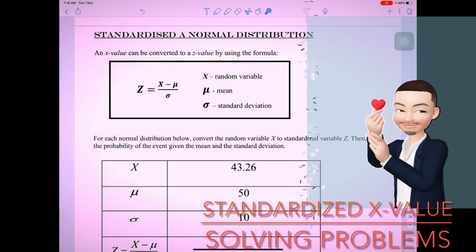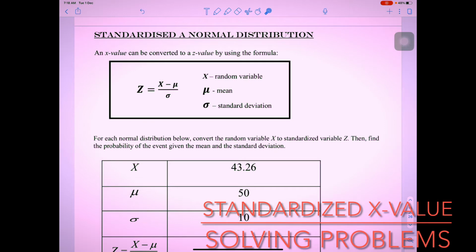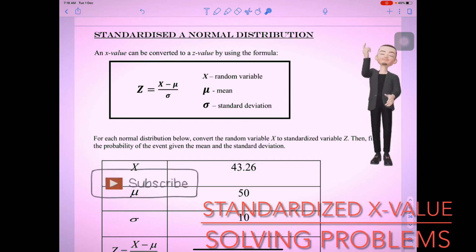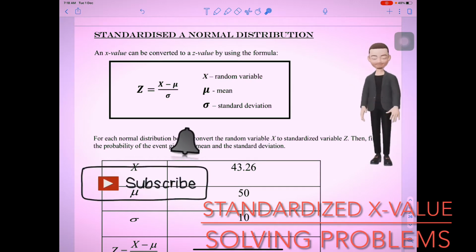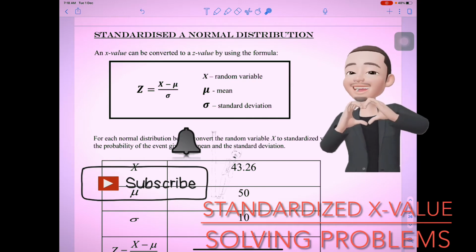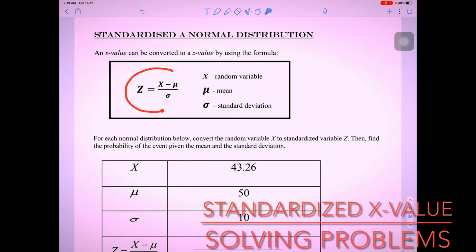Now let's discuss the standardized normal distribution, one of the subtopics in normal distribution. If we want to convert an x value to a z value, we can use this formula: z equals x minus mu over sigma, where x is the random variable, mu is the mean, and sigma is the standard deviation.